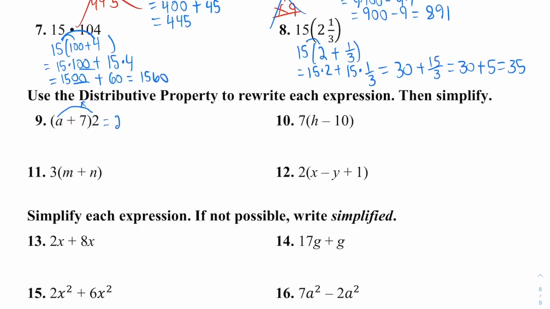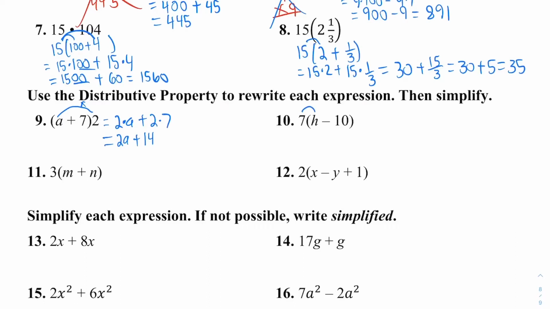So that's 2 times a plus 2 times 7. I don't know what the letter A is, so we have to keep it like this. That's as simple as we can go. We don't know the answer for A, so I don't know what 2 times A is. That means we just leave it like that. And then 2 times 7 makes 14, and that's as far as we can go.